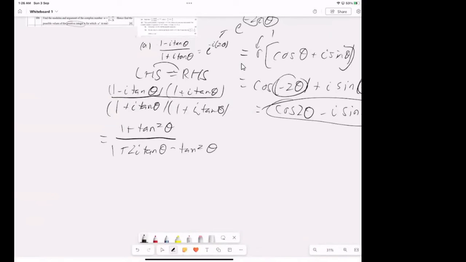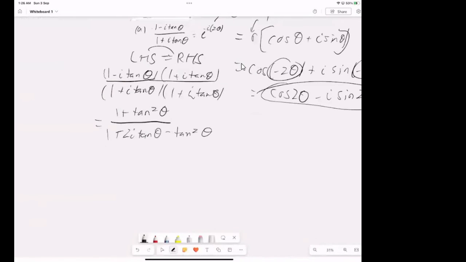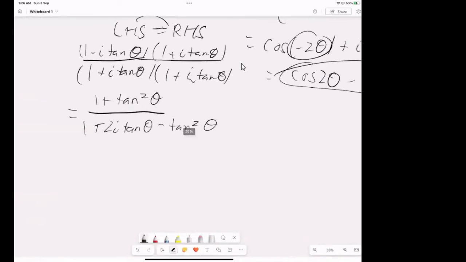So I assume you all know how to expand, a square plus b square. So 1 plus tangent square theta. And then we have a square plus 2ab plus b square. So we have i square tangent square theta. So i square is negative 1. So that's how it accounts for the thing.